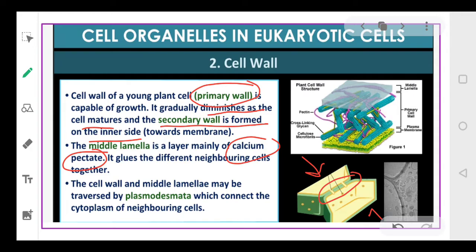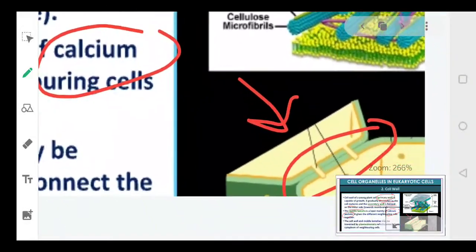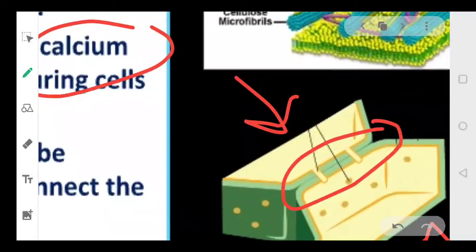Now, let me highlight this picture. As you can see, this middle lamella is perforated. It is traversed by these two junctions, which are referred to as plasmodesmata, and they connect the cytoplasm of the neighboring cells. So two cells are joined together, and between them there is the middle lamella. Through the middle lamella there are some perforations, and those are called the plasmodesmata, and these plasmodesmata connect the cytoplasm of the neighboring cells.